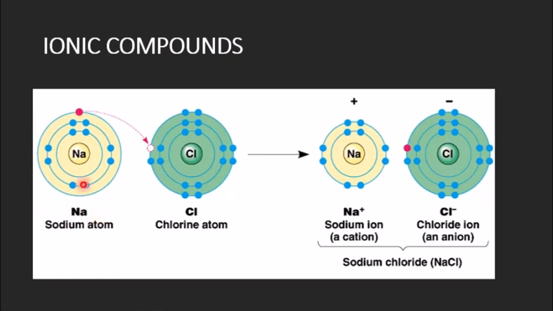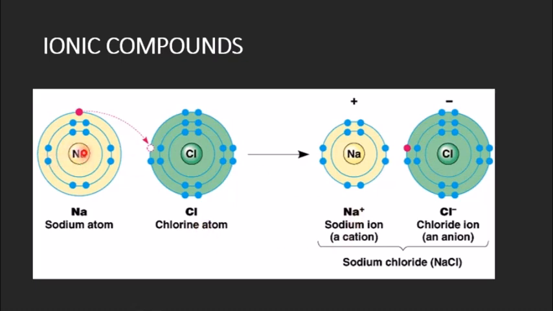Now look at the electronic configuration. In sodium, the first shell has 2, the second shell has 8 and in the third shell only one electron is there. In chlorine, the first shell has 2, the second shell has 8 and the third shell has 7. So here one electron is more and here one electron is less. So the ionic bond is formed between Na and chlorine. This one electron is given to the chlorine atom.